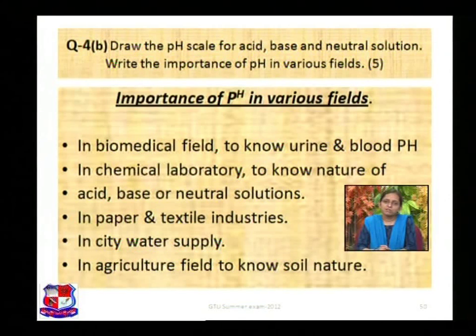In agriculture field, to know the soil nature, pH has its own importance, because agricultural activities cannot be done if your soil is having acidic nature. You cannot grow the crops or things on it if you are having the acidic nature of the soil. So in the various fields, pH is having a very great importance, and without pH our life cannot move ahead.